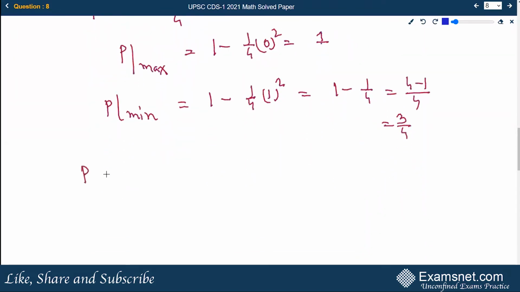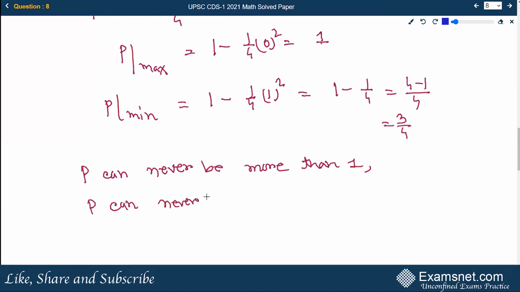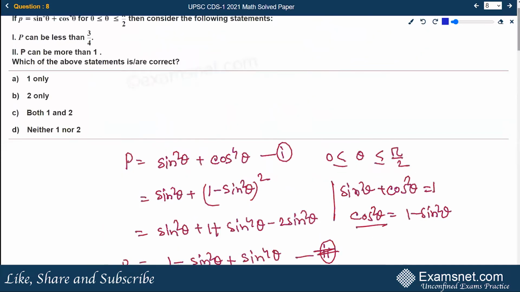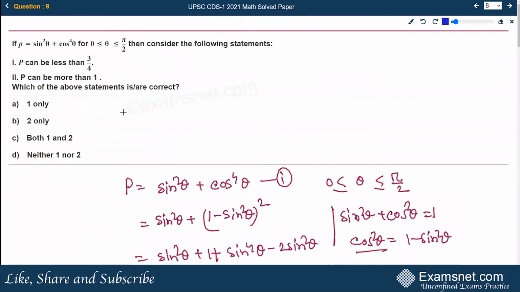So p can never be more than 1, because that is the maximum value of p, and p can never be less than 3 by 4, because that is the minimum value of p. So as we can see, the statements that p can be less than 3 by 4 and p can be more than 1 are both not correct. So option D, neither 1 nor 2. Option D is the correct answer.